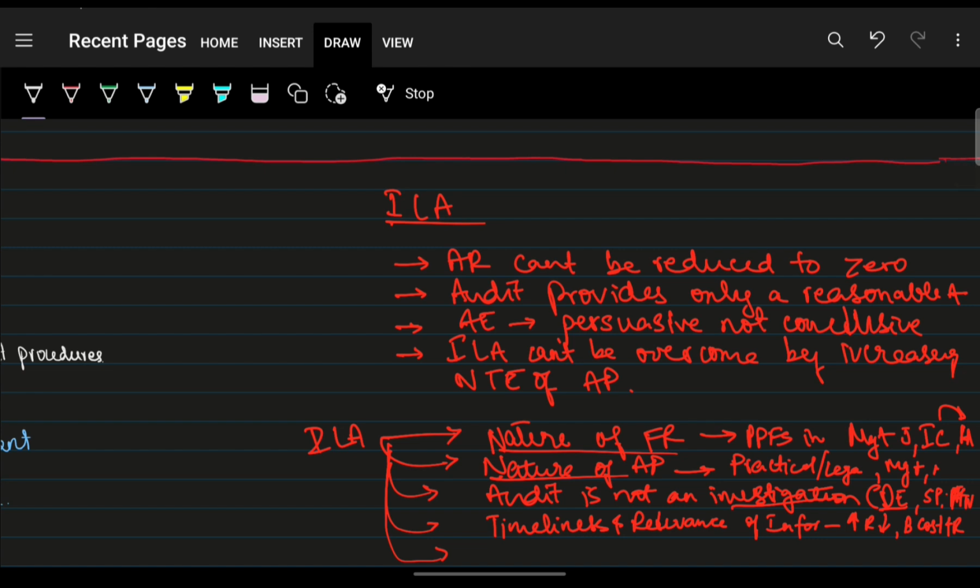Okay, and lastly, future events, right? We are not expected to take any future events into consideration, because we are giving an opinion on the historical financial information, right, and not on the prospective financial information, right?